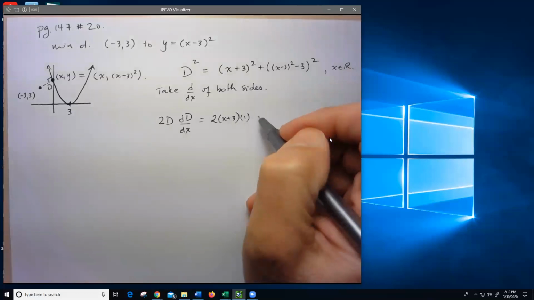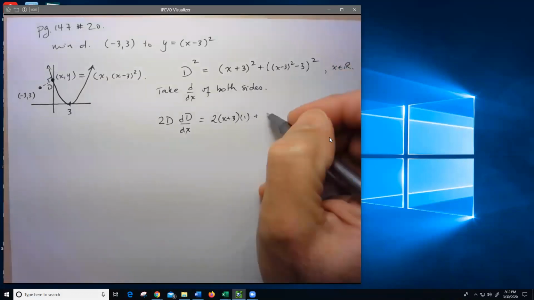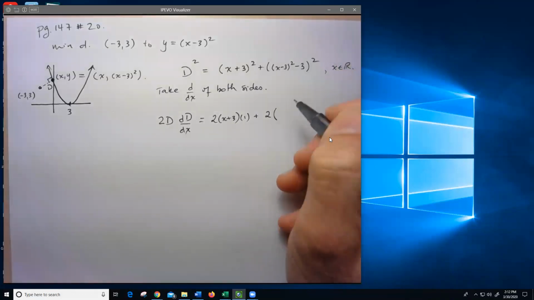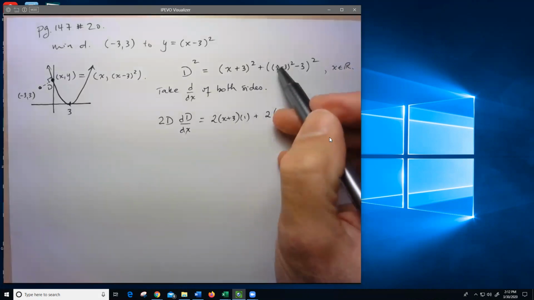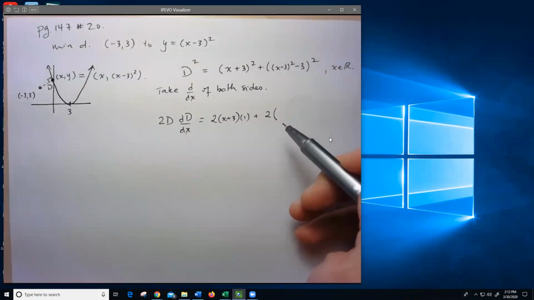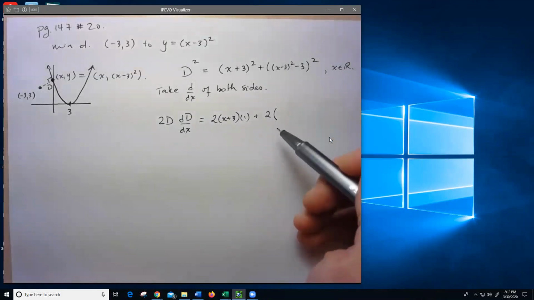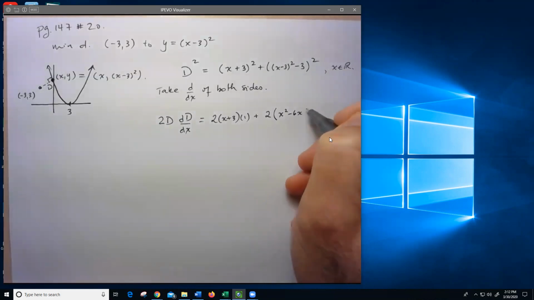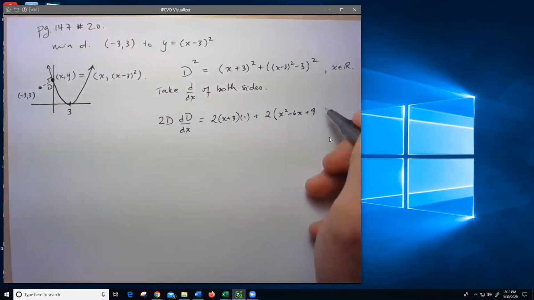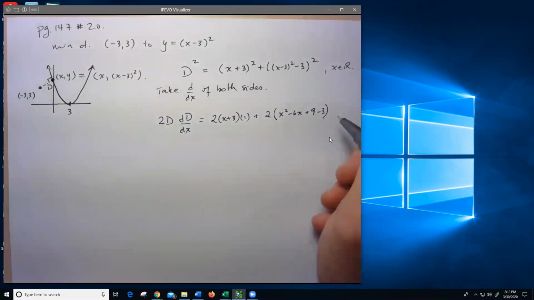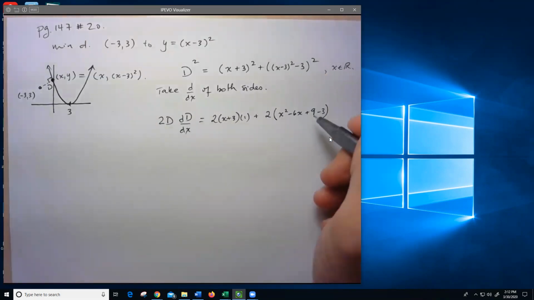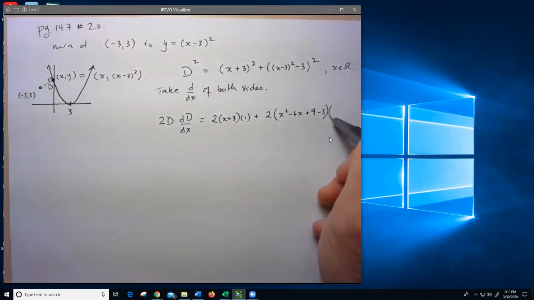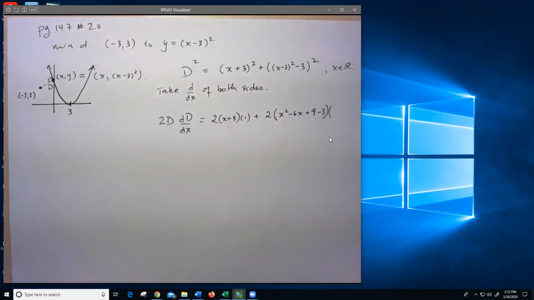All right, and plus, so this is going to be 2 times. Now, at this point here, I think I am going to have to expand this expression. I don't think I have any choice but to expand that expression. So I might as well do that now. So x squared minus 6x plus 9. And then, of course, I've got the minus 3. Okay. And now I have to multiply this by the derivative of the inside function.